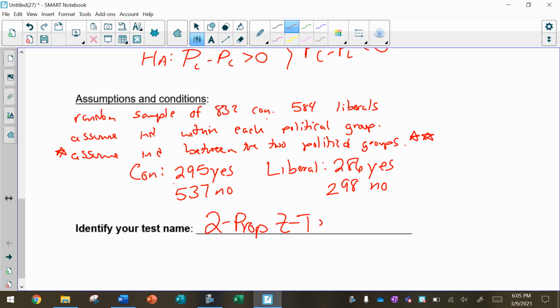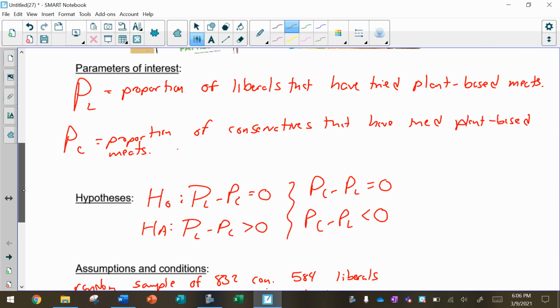Z test. And this is why the name is so important, because now when we start mixing in one proportion stuff, oh no, you got to be able to read the question and say, okay, is this a one proportion Z test or is this a two proportion Z test? And you identify the test that you're going to do. All right?